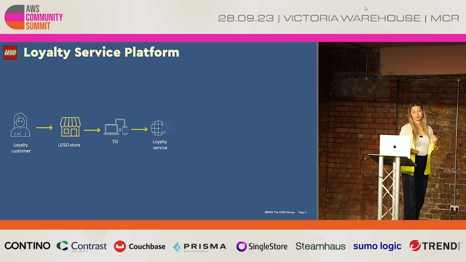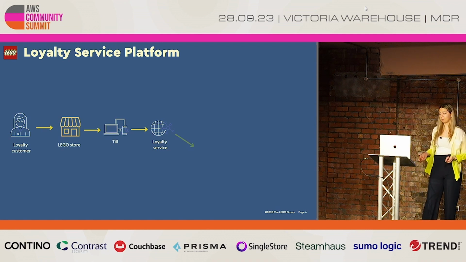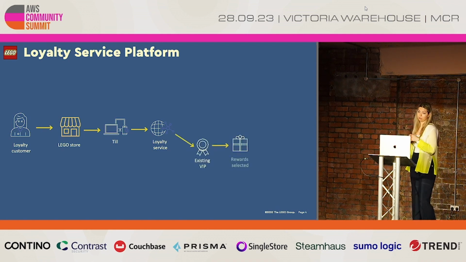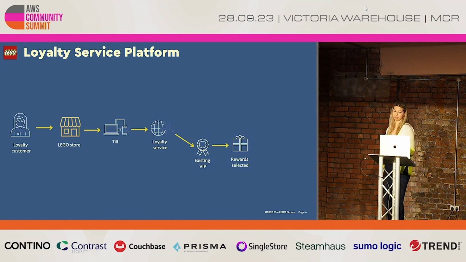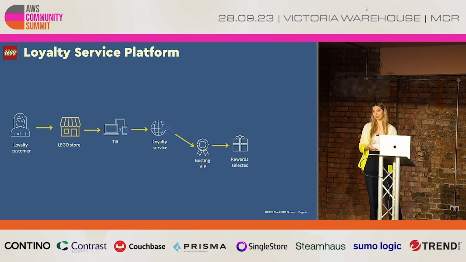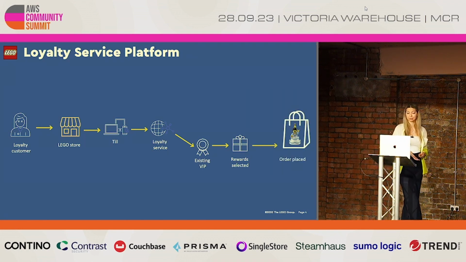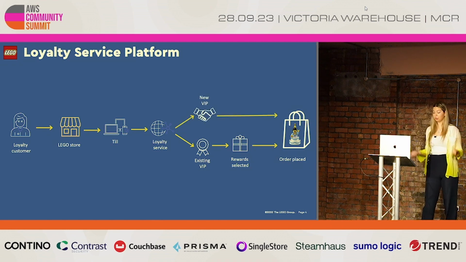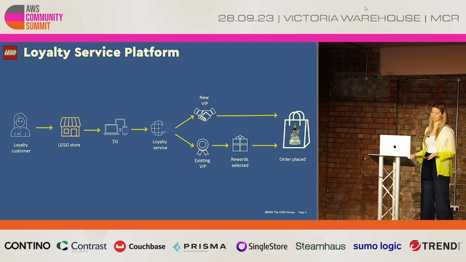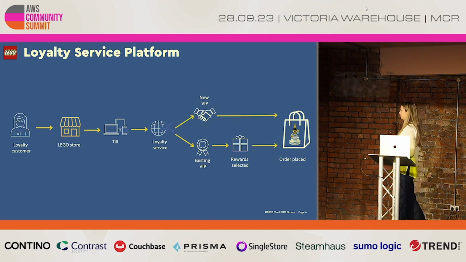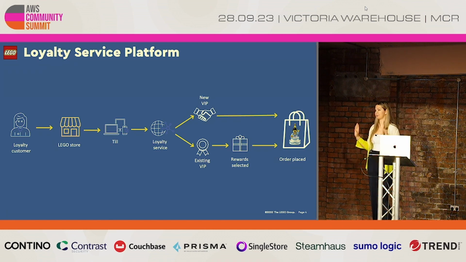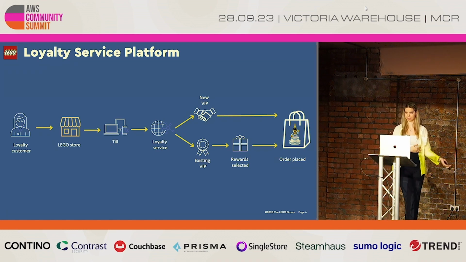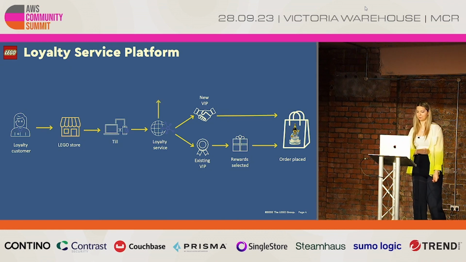What happens there? Well, there are 2 things that can happen. One, you already are an existing VIP, so we look for the rewards, if you have any, and we select them, and then we place the order. Or you're a new VIP, so there are no rewards for you yet, so we just place the order. This is a very simple flow of what happens when you come into a store as a VIP customer.